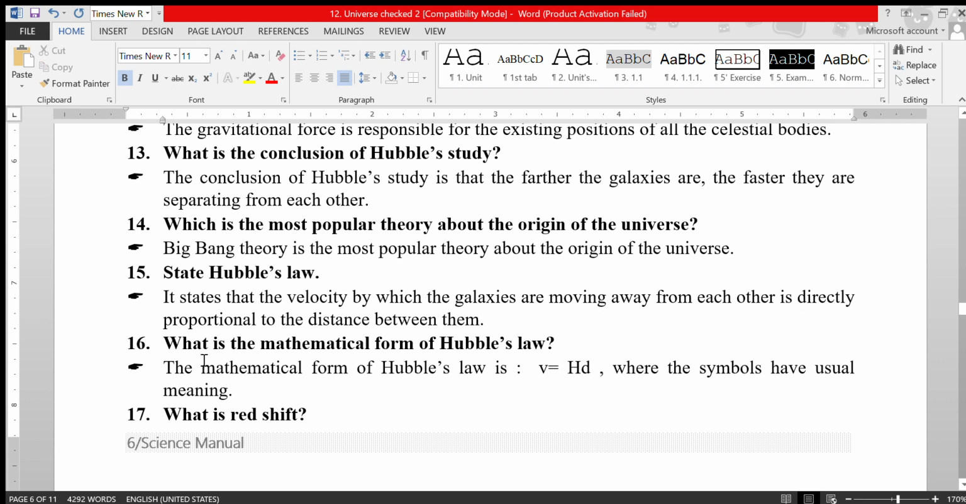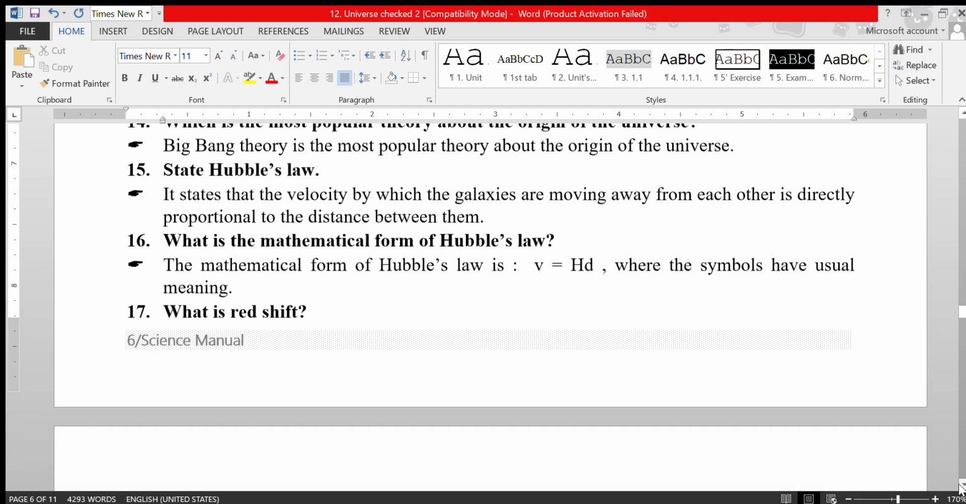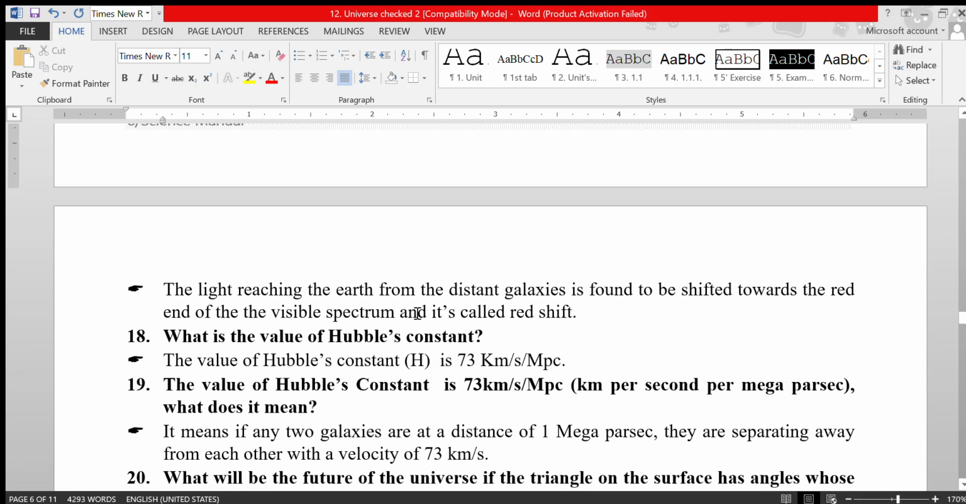What is the mathematical form of Hubble law? Mathematical form of Hubble law is v equal to HD, where symbols have their usual meaning. What is redshift? The light reaching the Earth from the distant galaxy is found to be shifted towards the red end of the visible spectrum, and it's called redshift.